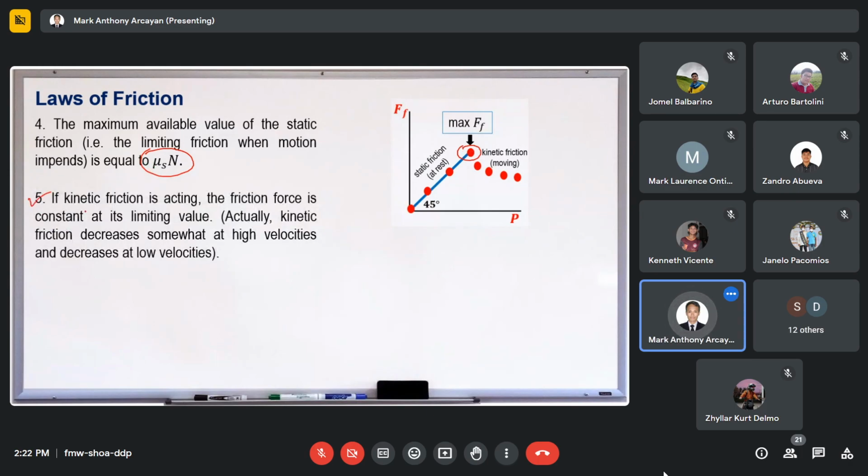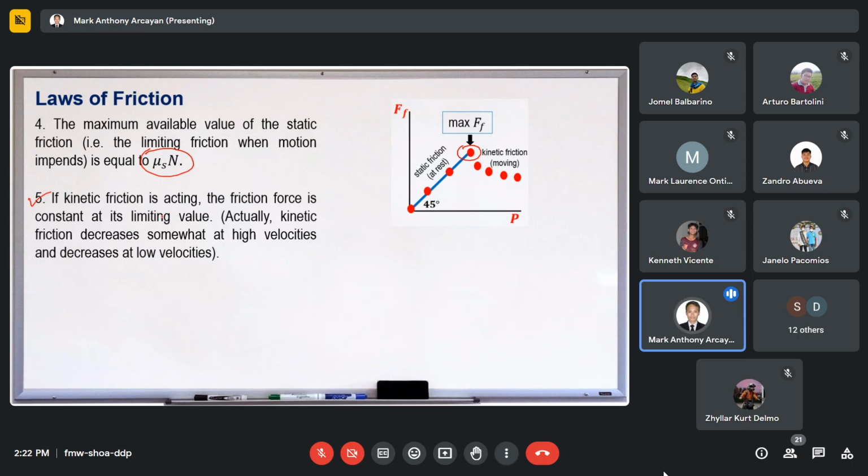Number 5, if kinetic friction is acting, the friction force is constant at its limiting value. So actually, the kinetic friction can vary. At higher speeds, your object travels at higher speeds, so your friction also becomes smaller.